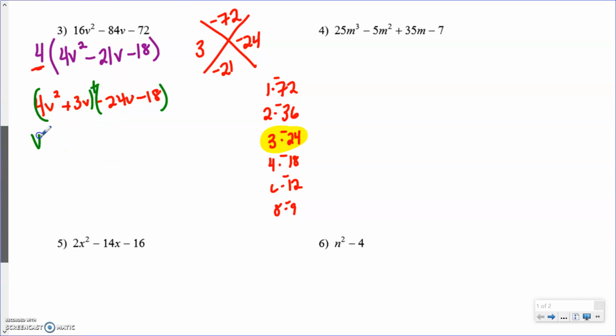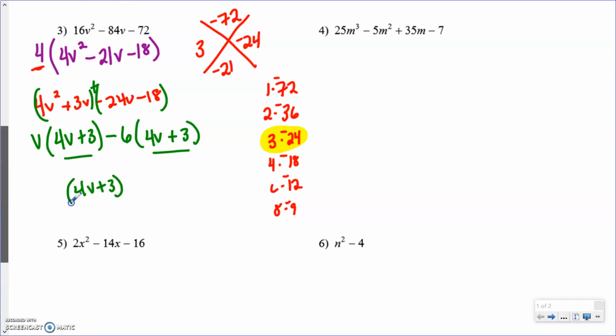In the first group, I can only take out a v, so I'm left with 4v plus 3. In the second group, I'm going to divide by negative 6. So negative 24 divided by negative 6 is positive 4, and negative 18 divided by negative 6 is positive 3. If these 2 match, we're good. We're going to pull that out front, and then these 2 make my next group. And this needs to come down and go in front here.